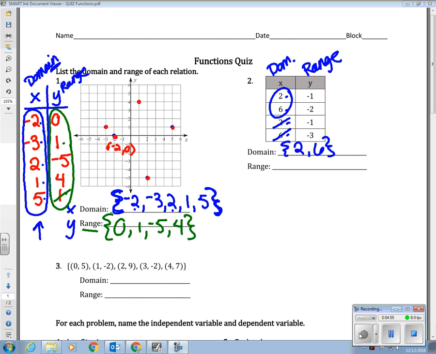Okay, taking a look at my range. I'll do another color to help you. I already have a -1, so I don't need this one, but that's it. Now I have -1, -2, and -3. They're all different. So my range is going to be -1, -2, and -3. All right, so that's that one.